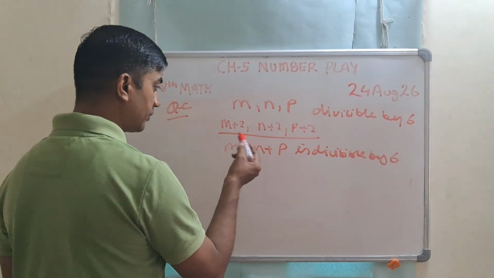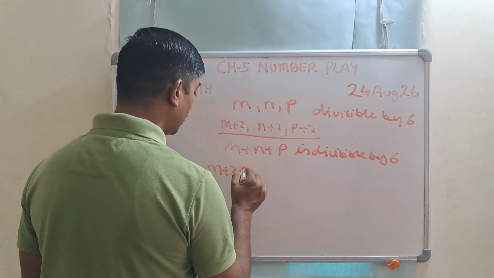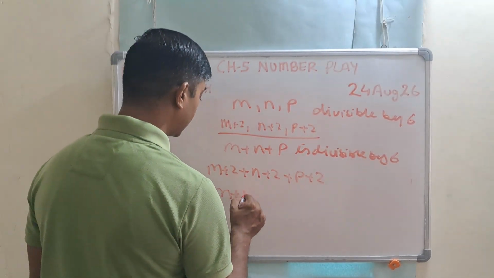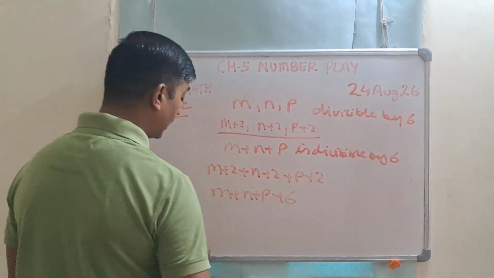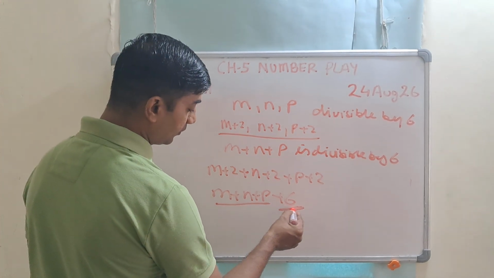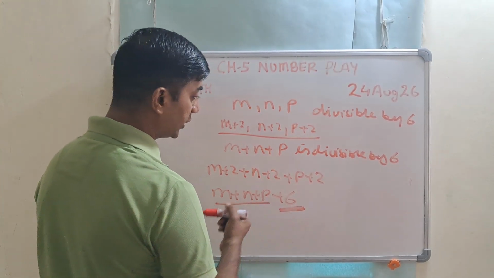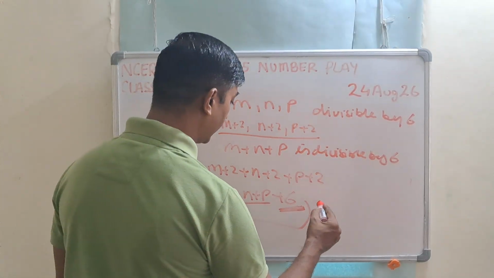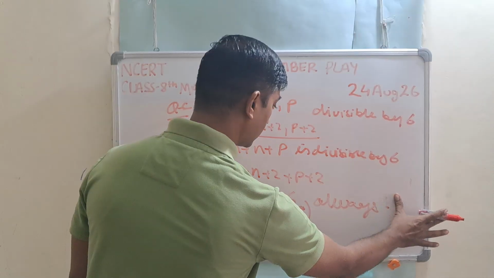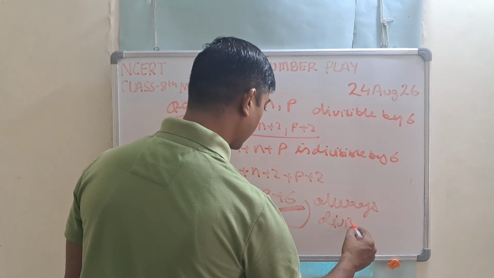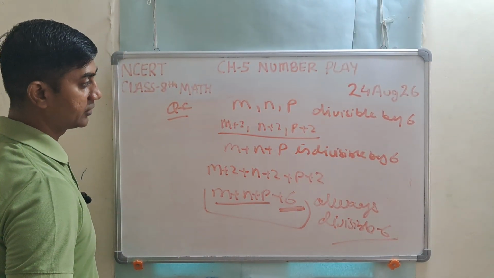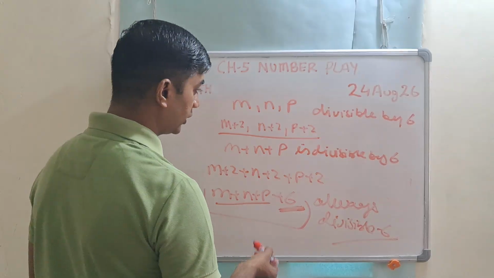Now we will see, these are the numbers which we have. We will add them. What result will we get? M plus 2 plus N plus 2 plus P plus 2, and the result is M plus N plus P plus 6. Understood? Now what we can see, this number is divisible by 6, and this number, which is the sum of the remainders, is also divisible by 6. So the whole number is always divisible by 6. Understood? So he is true in all the cases.